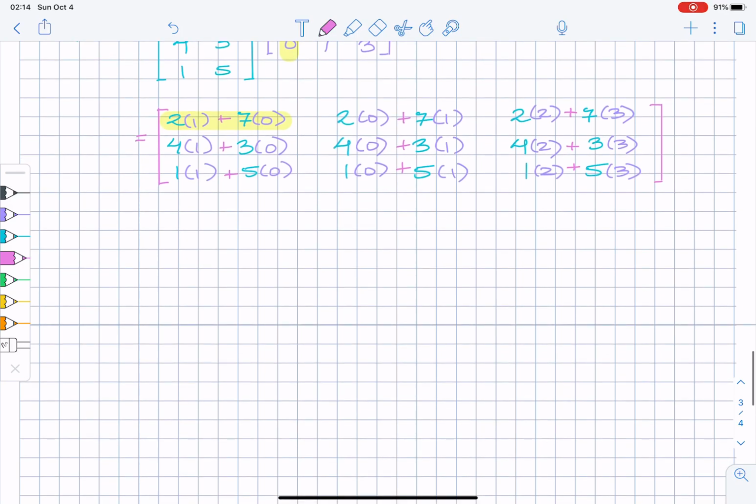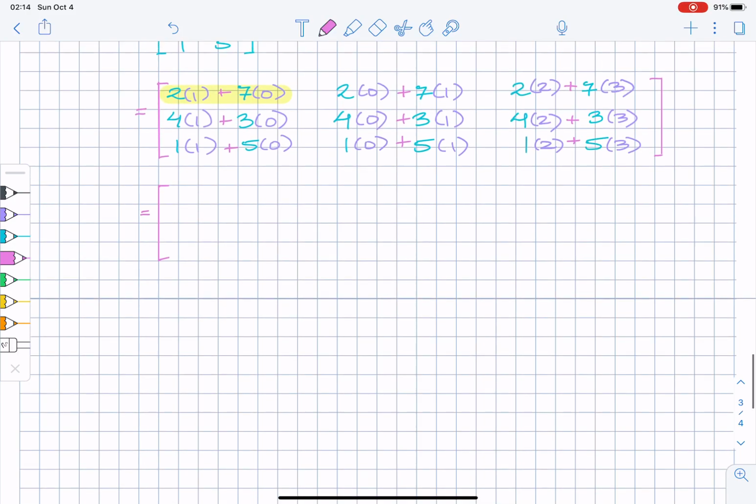Okay, so what do we get when all is said and done? We get 2 plus 0 is 2. 4 plus 0 is 4. 1 plus 0 is 1. 0 plus 7 is 7. 0 plus 3 is 3. And 0 plus 5 is 5. 2 times 2 is 4, plus 21 is 25. 8 plus 9 is going to be 17. 2 plus 15 is also 17. So there we go for that one.